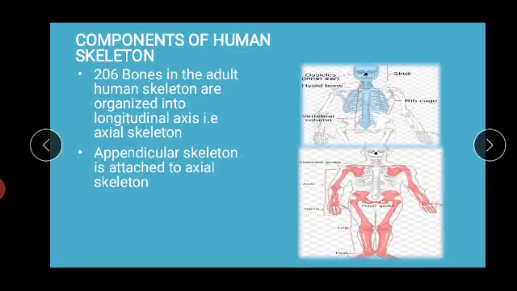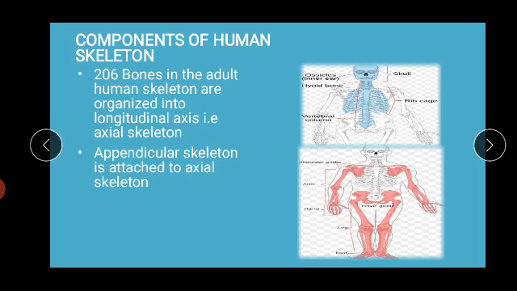Now we will see the components of the human skeleton. 206 bones are present in the adult human skeleton, and they are organized into the longitudinal axis, that is the axial skeleton. For example, you can see from this picture, here is your skull, your rib cage, your ossicles or your ear bones. Students, you have learned about the inner structure of the ear in the previous chapter, and now you are very familiar that three small bones named incus, malleus and stapes are present in your middle ear. These are also included in your skeleton.